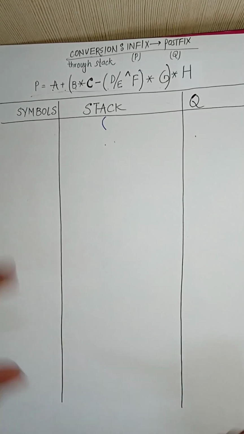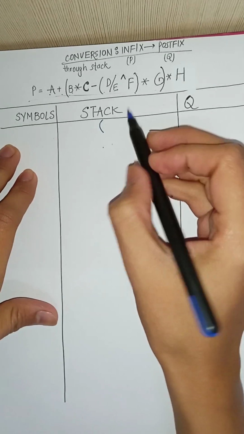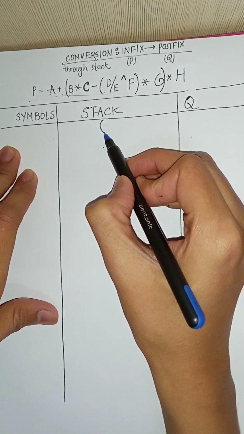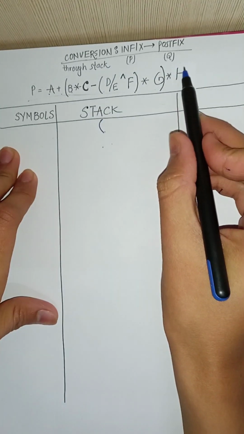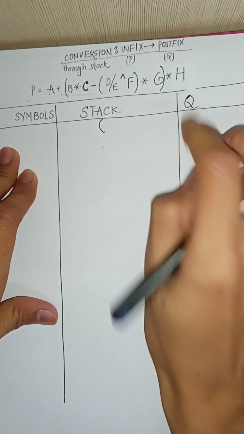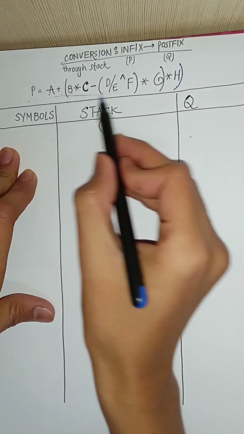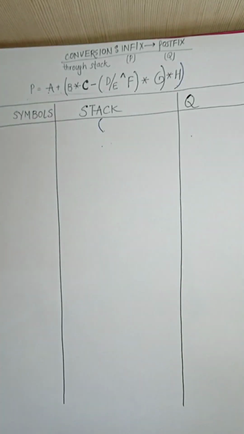Now, what is the first step for solving this question? Add a left parenthesis into the stack, and add a right parenthesis after this H. Okay, now scan from left to right all the symbols of P and follow those steps.